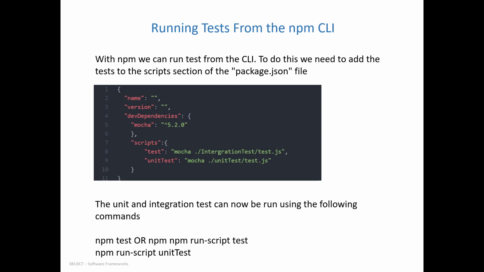So to run a test from your npm command line. With npm, we can run tests from the CLI. To do this, we need to add the tests to the scripts section of your package.json. You'll find that in the root level of your server application. And what you'll find here is, if we wanted to run, say, a unit test, we would end up running npm test or run script tests to run those particular tests.